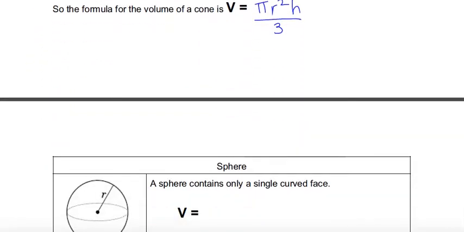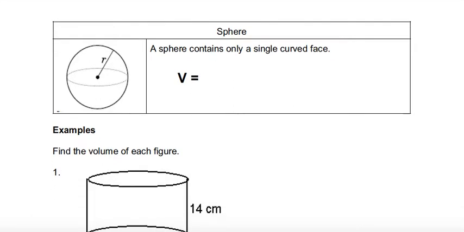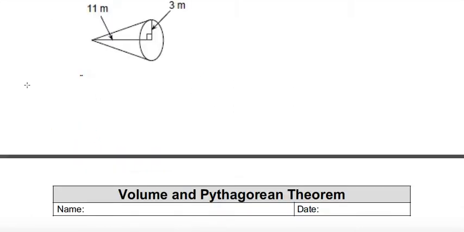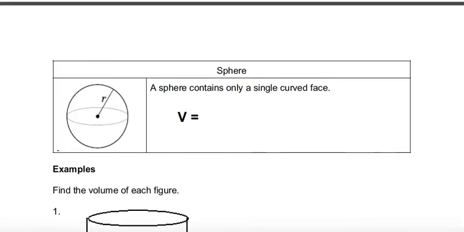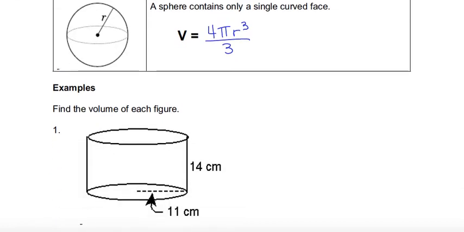And the last 3-dimensional shape that we're going to look at in this lesson is a sphere. So the sphere only contains one curved shape. So there's nothing to actually create the shape in terms of different types of simple shapes. So the formula for the volume of a sphere is 4 pi r cubed divided by 3. So that's just a formula that you're going to have to refer to as you go through the volume. So let's take a look at some examples.